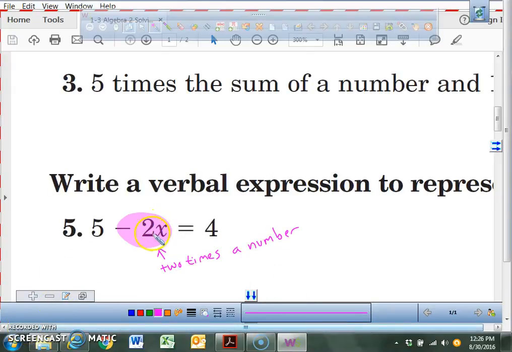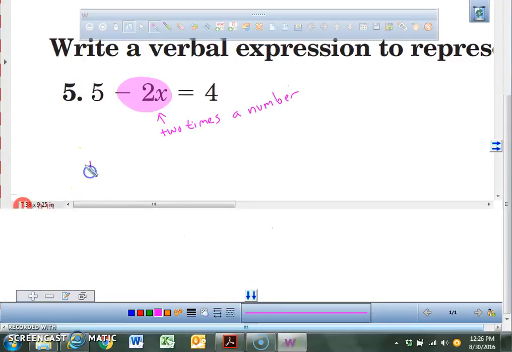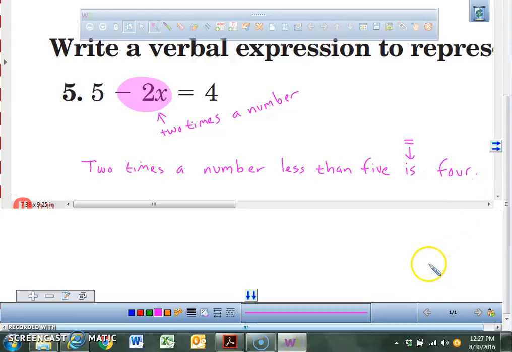So this right here, the 2x, means 2 times the number. But as a sentence, you could say 2 times a number is actually what? It's less than 5. 2 times a number less than 5 is, and by the way, you could also use "is" for the equal sign, 4. That's one way of writing. All right? 2 times a number less than 5 is 4.